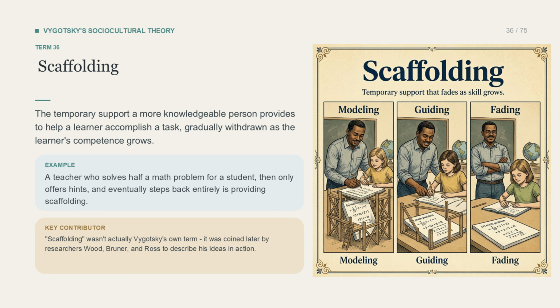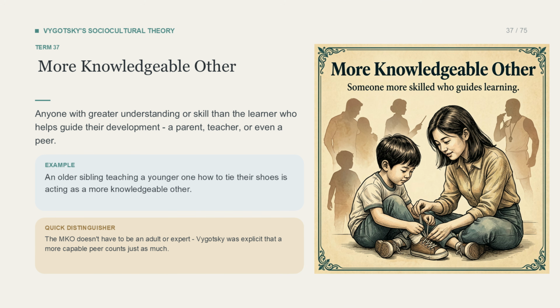36. Scaffolding. Scaffolding is the temporary support a more knowledgeable person provides to help a learner accomplish a task, and eventually withdraws as the learner's competence grows. Here's one way this might look. A teacher who solves half a math problem for a student, then only offers hints and eventually steps back entirely, is providing scaffolding.